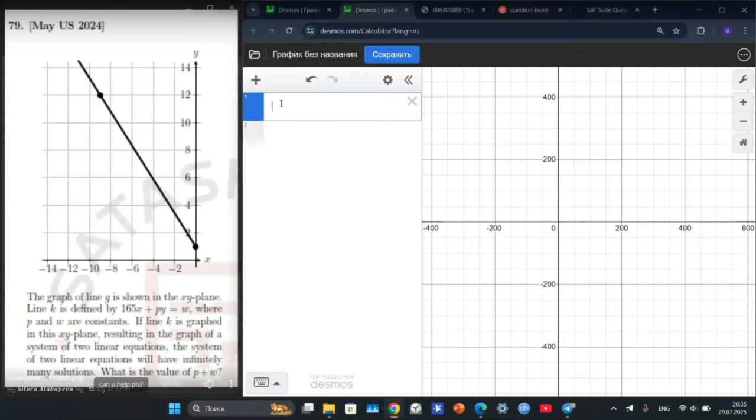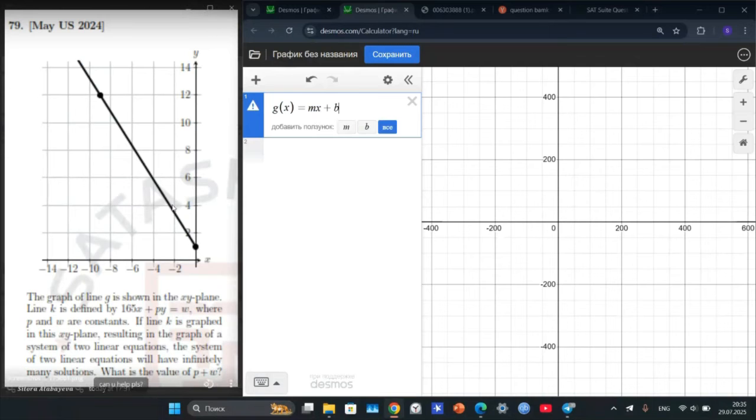So it was g, right? g of x is equal to mx plus b. This is what linear equations look like. The first thing I have to do is find the slope and the b of this particular function. And how do I do it?